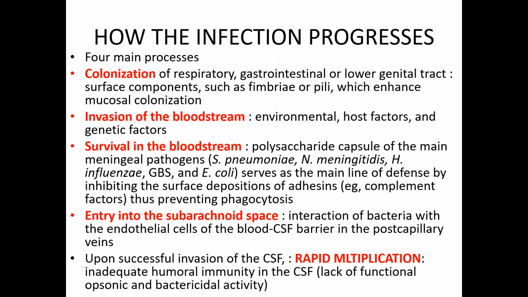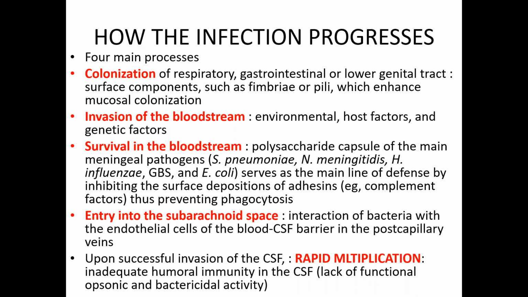But before we go on there, let us talk about how the infection reaches the brain. Unless there is a hole or a burr hole in the skull or the cranium, the infection cannot reach there by a direct route, but it reaches by an indirect route. It can reach by colonization of the respiratory, GI or lower genitourinary tract, whereby organisms like meningococcus colonize using organelles like fimbriae or pili. From there on, they invade the bloodstream.